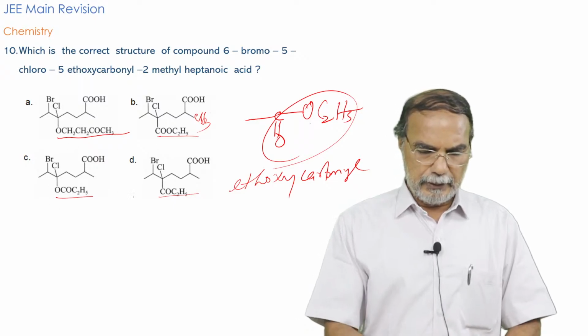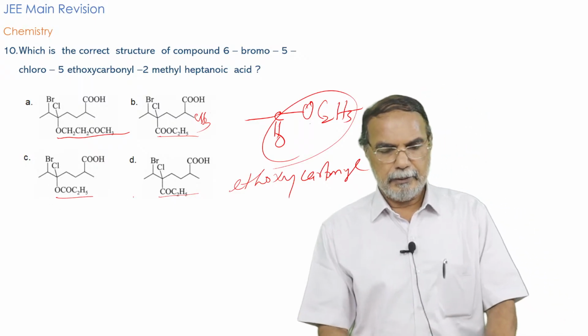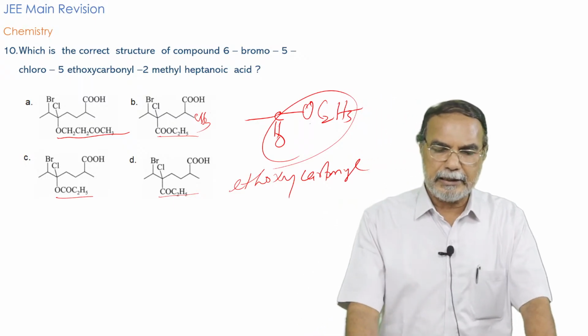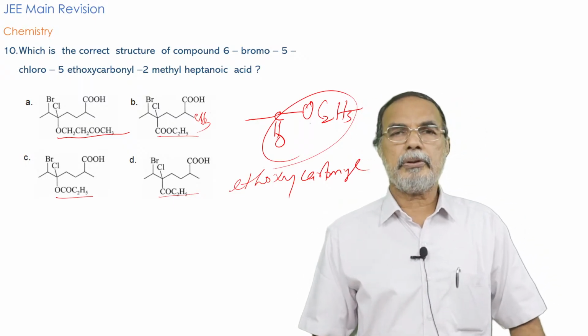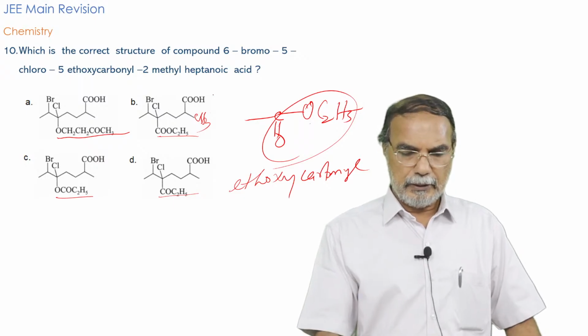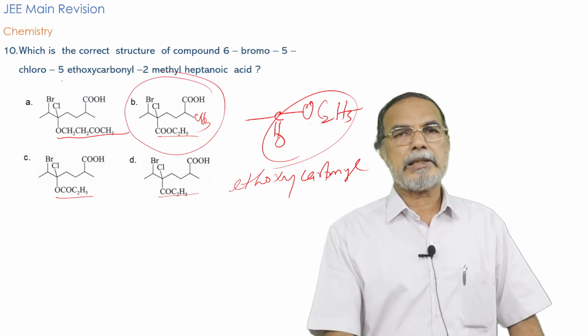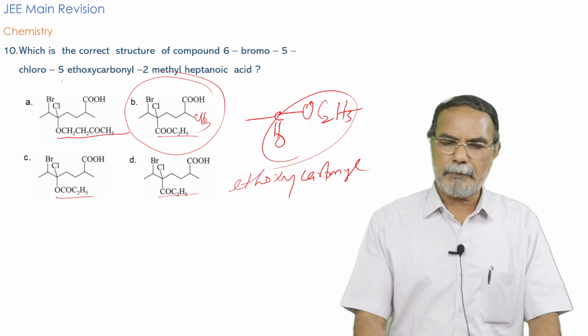And the other structures in A, C and D are not COOC2H5. So naturally the correct option is B. B is the correct option. It's a pretty simple question.